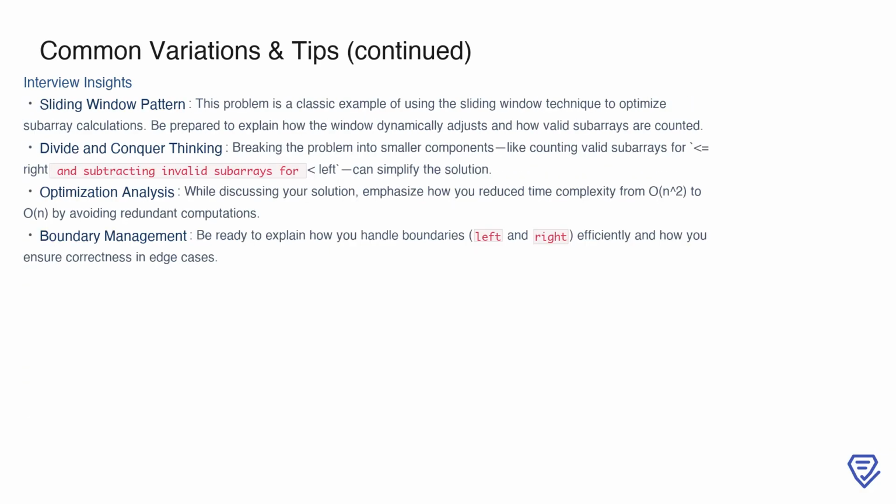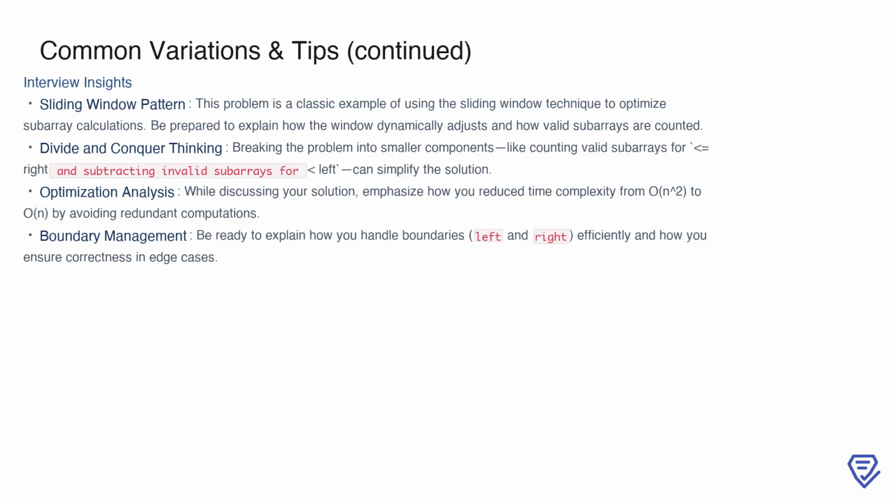Now, let's look at some interview insights that can help you approach this problem effectively. One of the most efficient techniques is the sliding window pattern. It allows you to dynamically adjust the window size while counting valid subarrays, making it a powerful tool for optimization. Another useful strategy is divide and conquer thinking. By separately counting subarrays that meet the less-than-or-equal-to right condition and subtracting those that fail left, you can simplify the problem into smaller, manageable pieces.